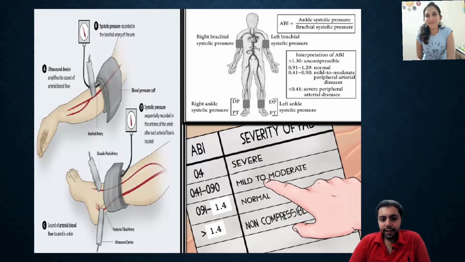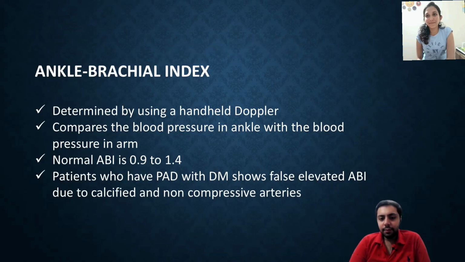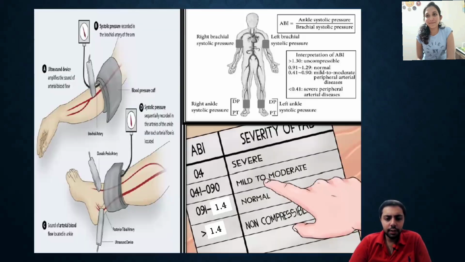So where do you find greater than 1.4? That is non-compressible. In case of diabetes mellitus, you can see a falsely elevated ABI. Why? Due to calcification, non-compressible arteries will be present. So most commonly in diabetes you see a higher value, which will mimic normal, but it won't be PAD. False elevated ABI will be there. If it is 0.4 to 0.9, it is compensated, and less than 0.4, PAD is confirmed. As you can see here, you can check with a sphygmomanometer or Doppler.